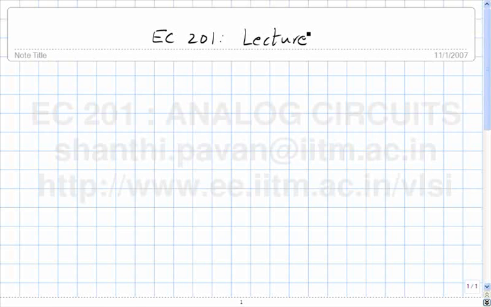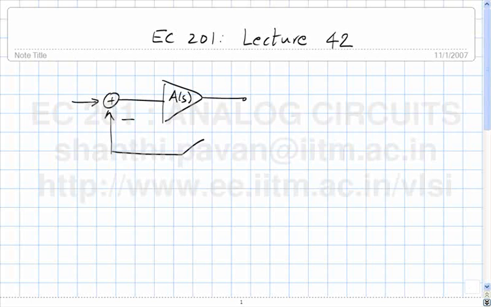Lecture 42. Today we were at this point where we were trying to investigate the behavior of a closed loop negative feedback system, where we understand that the forward amplifier A of S cannot respond instantaneously to its input. It takes some time, and that's because any practical forward amplifier is associated with parasitic capacitances which basically slow down the response of the circuit.